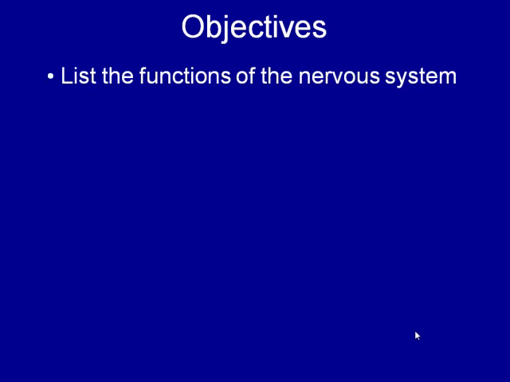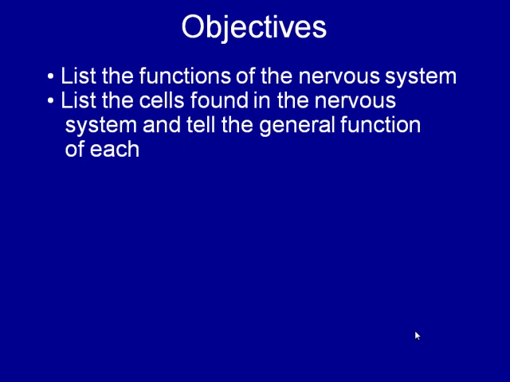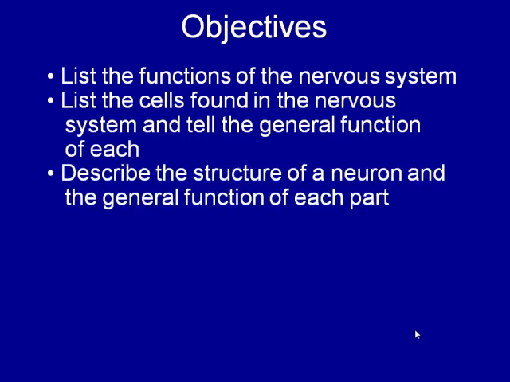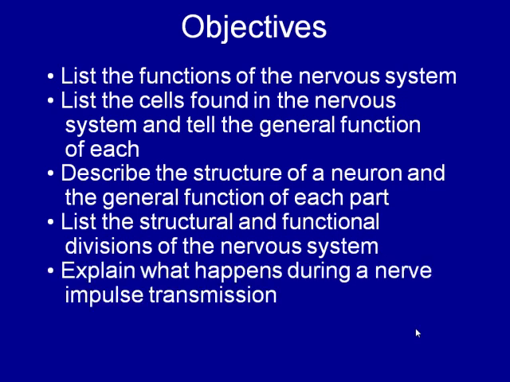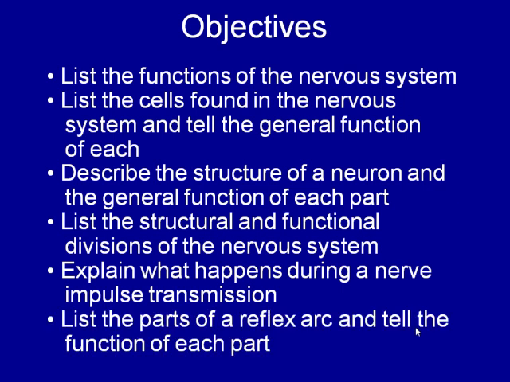After completing this segment, you should be able to list the functions of the nervous system, list the cells found in the nervous system and tell the general function of each cell, describe the structure of a neuron and list the general function of each of its parts, list the structural and functional divisions of the nervous system, explain what happens during a nerve impulse transmission, and list the parts of a reflex arc and tell the function of each part.